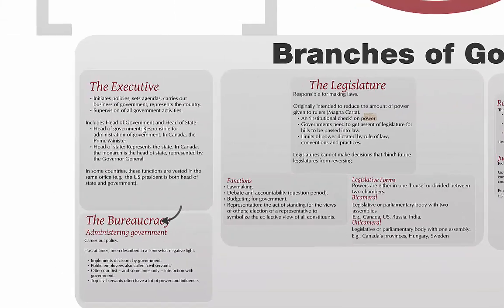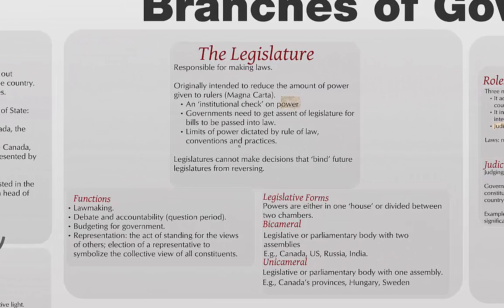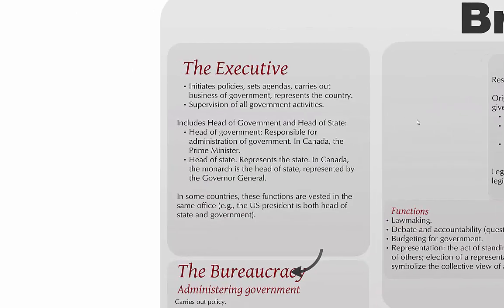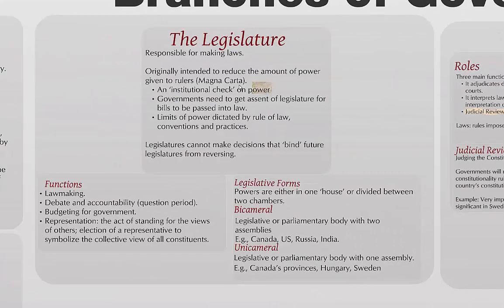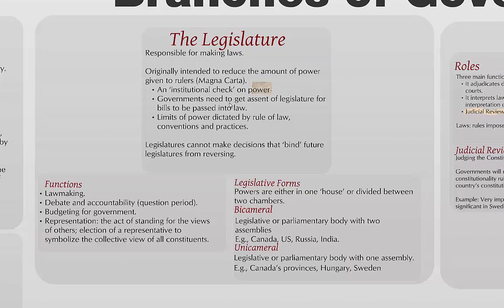So the executive can propose laws, but it is the legislature that decides on laws. Now, this was originally intended to reduce the amount of power given to rulers. Again, the executive. See Magna Carta in the United Kingdom, which was the first time in Western Europe when a king had his power checked by the nobility. So parliaments then grew out of this, in a sense, and as an institutional check on power.